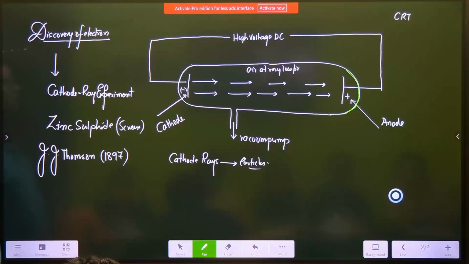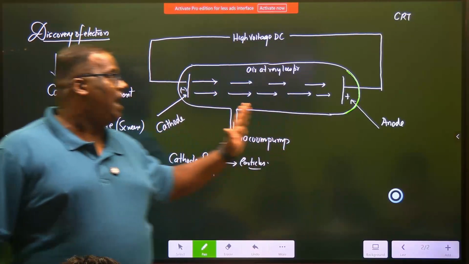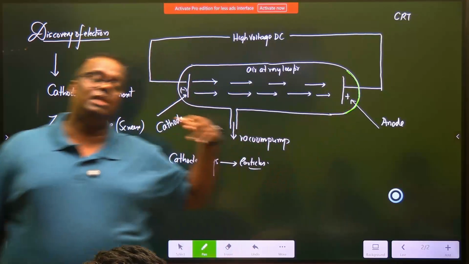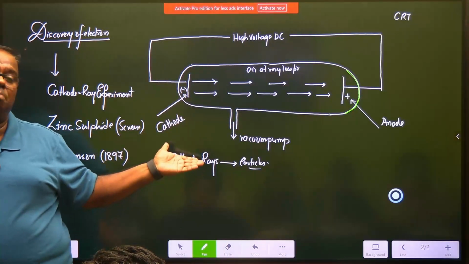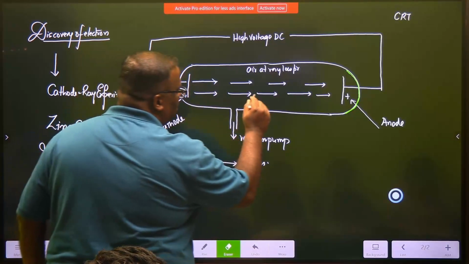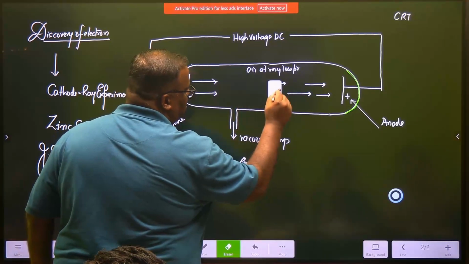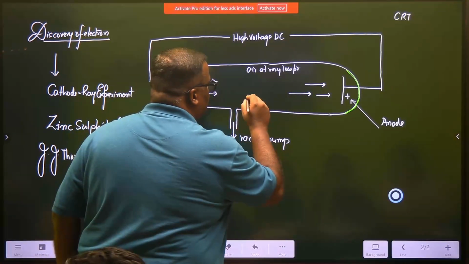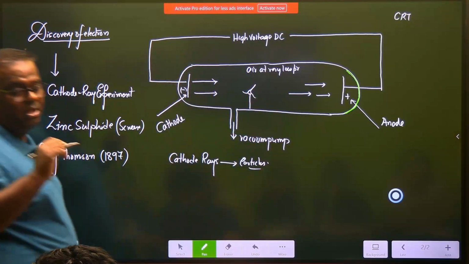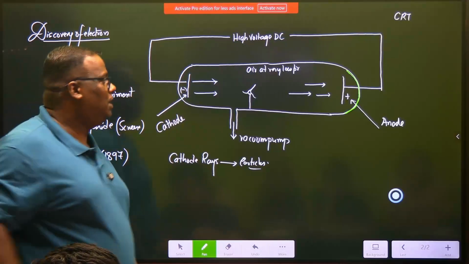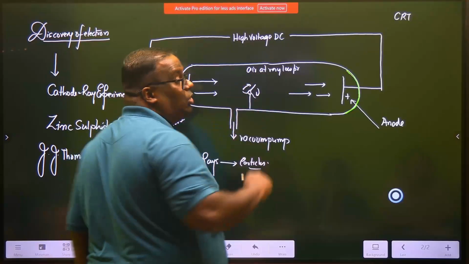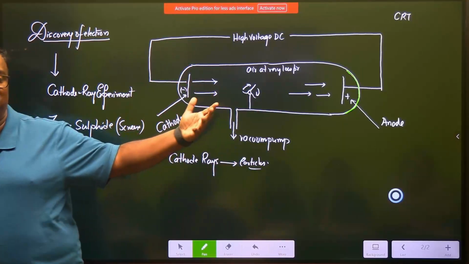The question came because the rays were coming from the cathode side, and these rays were creating a fluorescence or a glow on this side. So the question was, are these rays some particles? Some experiments were done. The first experiment was that very light paddle wheels were kept in the path. When the rays impinged on them, the paddle wheels used to rotate. That means transfer of momentum is taking place.